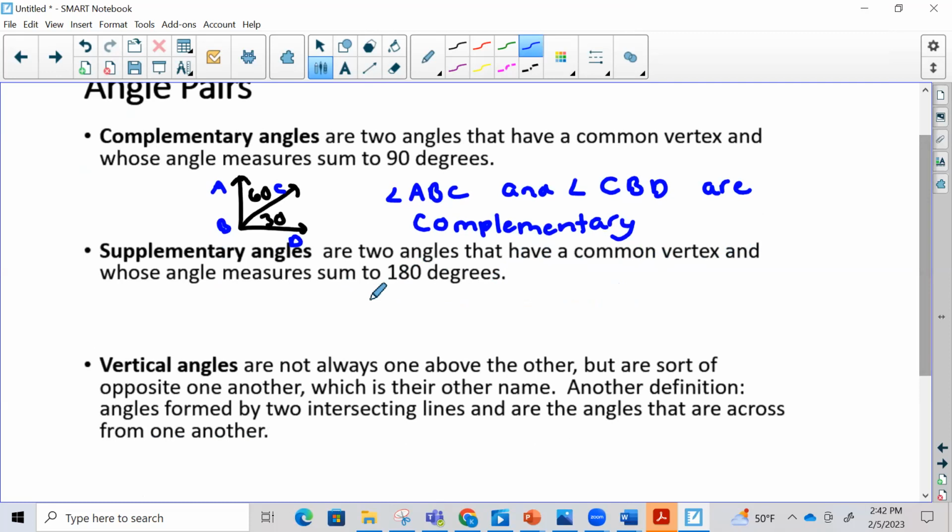Supplementary angles are two angles that share a common vertex and whose measures sum to 180. So we have two angles that are going to make a straight angle. Let's say we could say 150 degrees and 30 degrees. That would be an example of supplementary angles.